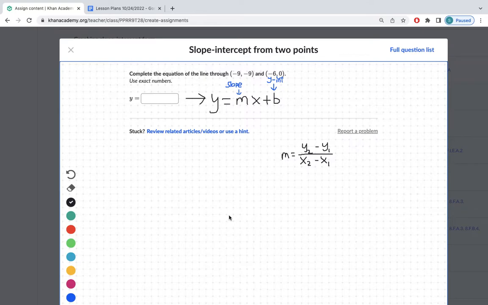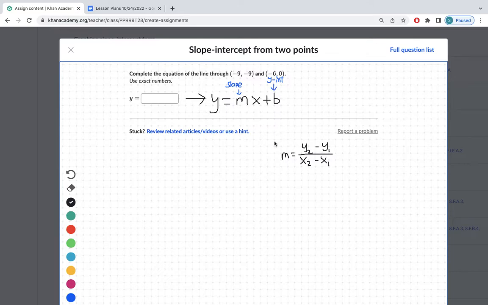Alright guys, so in this video I'm going to try to help you out with the assignment on Khan Academy called Slope Intercept from 2 points, which really isn't that much different than what we've been doing in class. You're going to be given 2 points like we are right here, and what we want to do is use these 2 points to create an equation in slope-intercept form, which is just y equals mx plus b. M is going to be the slope, and b is going to be the y-intercept.